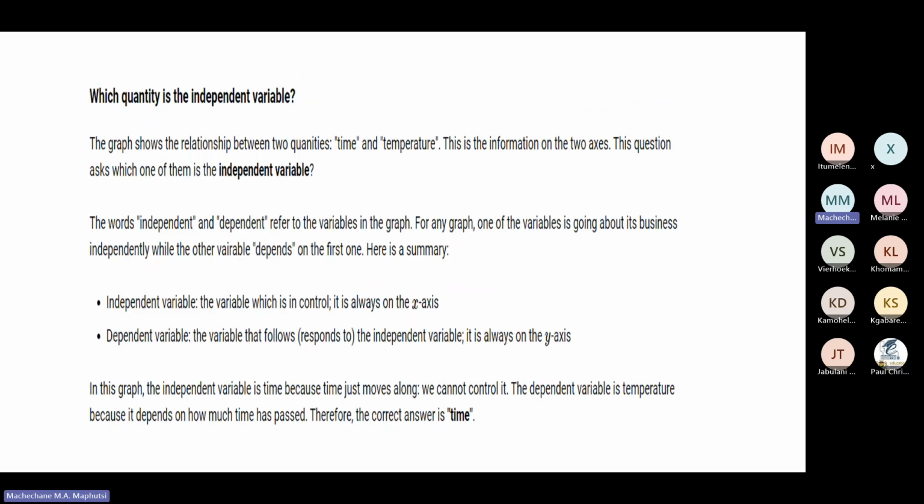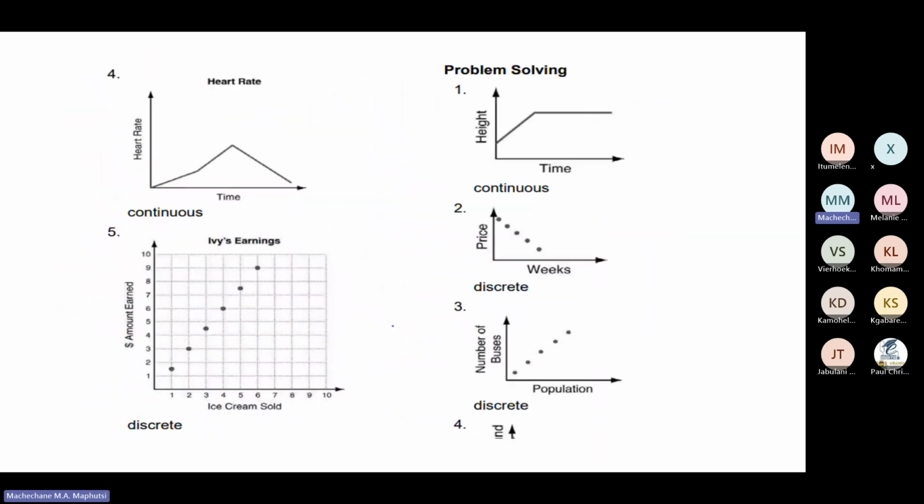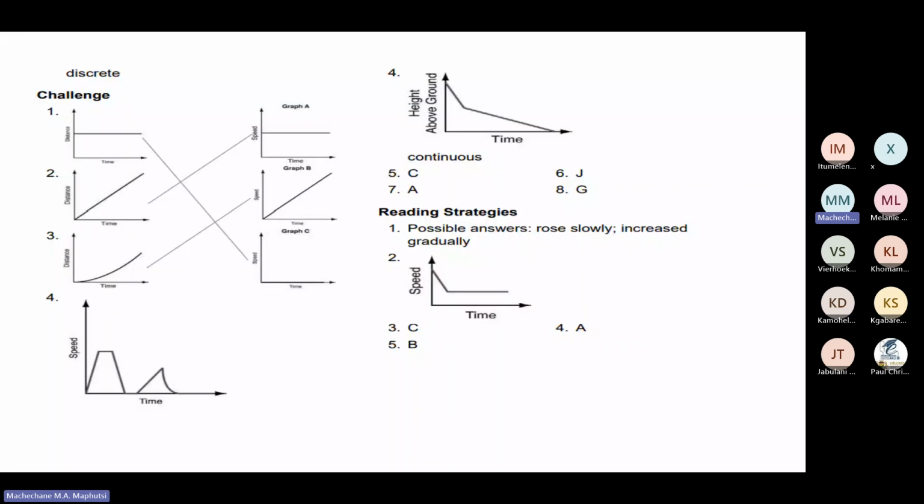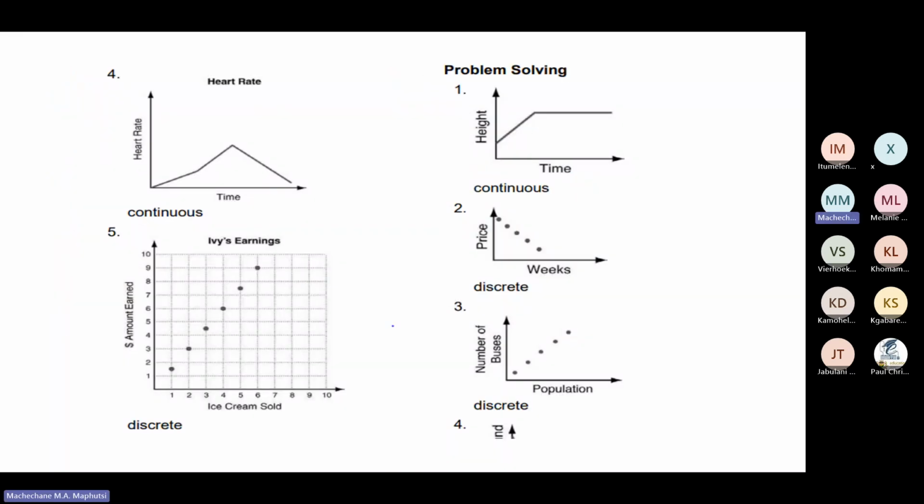I'm going to wrap up. Okay. Now, I'm just going to summarize what we learned today. Let us look at this. The first diagram there shows a continuous graph because it is represented by a solid line. Then the second one down here, number 5, represents a discrete graph because it is represented by dots.